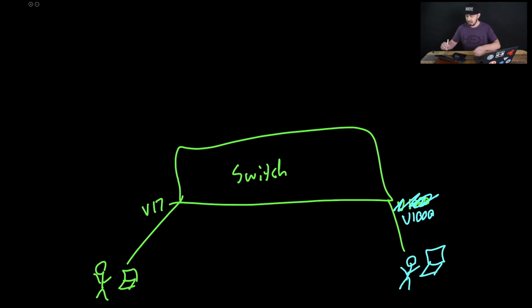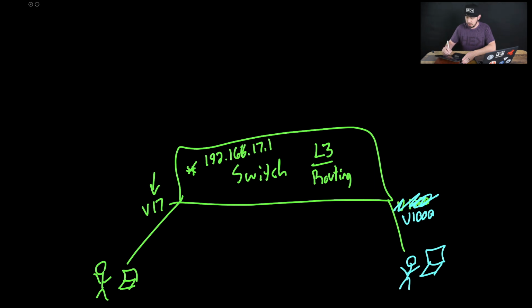So if the switch is enabled for layer 3 or routing, if we have turned that on, that ultimately means that our default gateway for each of these VLANs should reside right here. And when I say default gateway, this would be an IP address on this VLAN. So this would be something like, I'm just gonna make something up, 192.168.17.1. That might be the default gateway for VLAN 17. And for VLAN 1000, maybe we have 10.1.1.1, and that is the default gateway for this VLAN.